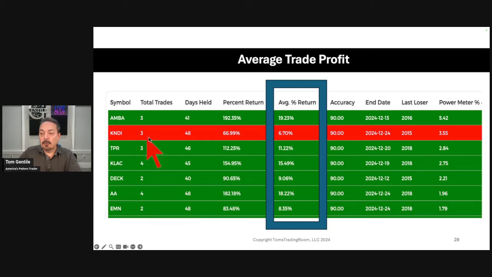Now take a look at this red one for a moment. That's a bearish trade. Remember, green is bull, red is bear. That's a bearish trade, and it shows a 6.7% return if you were to short it from today all the way to Christmas Eve. There's your end date, okay?